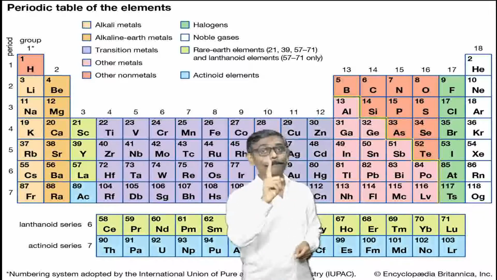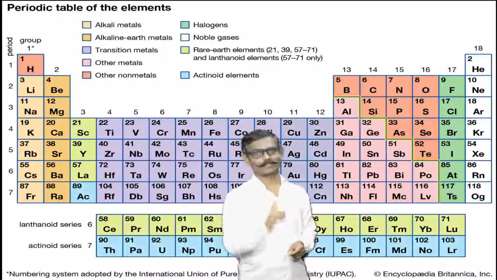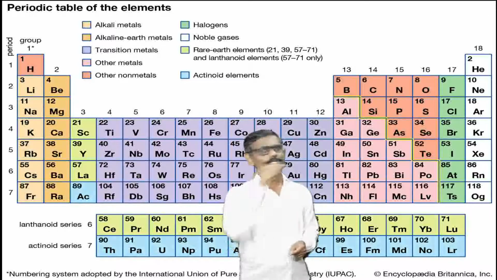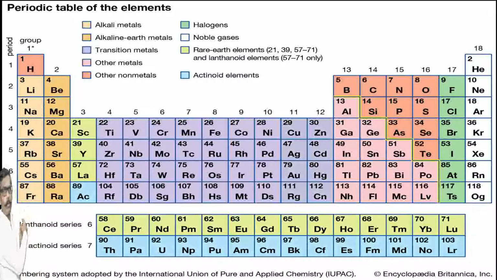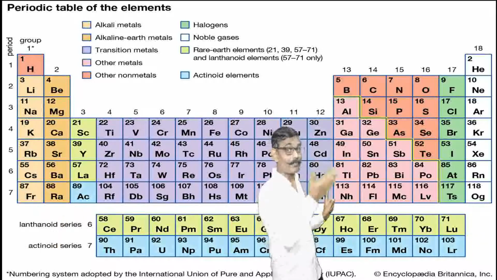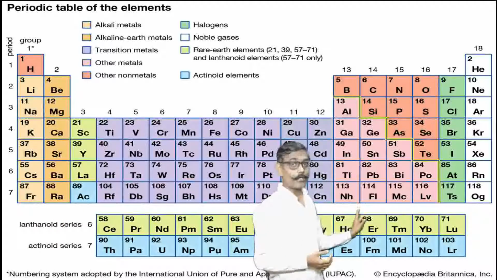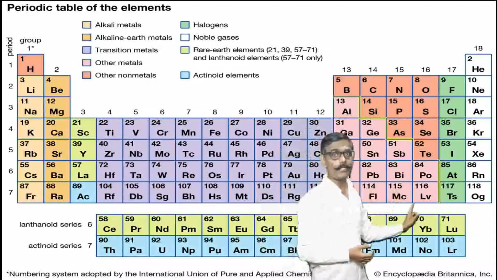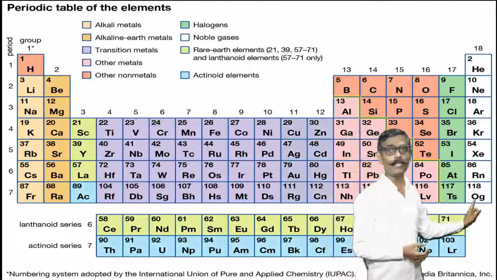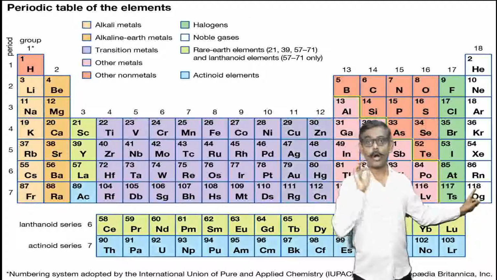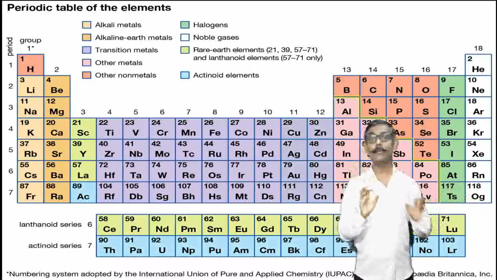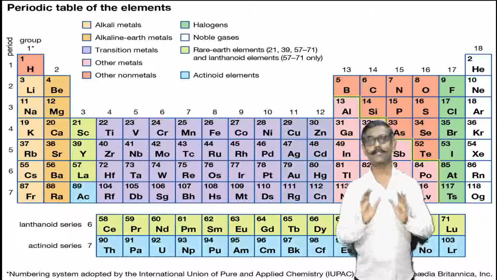First, main group elements. Which groups are there in main group elements? Group 1 and group 2. Afterwards, group 13, 14, 15, 16, 17 and last 18. All these groups are in main group elements.